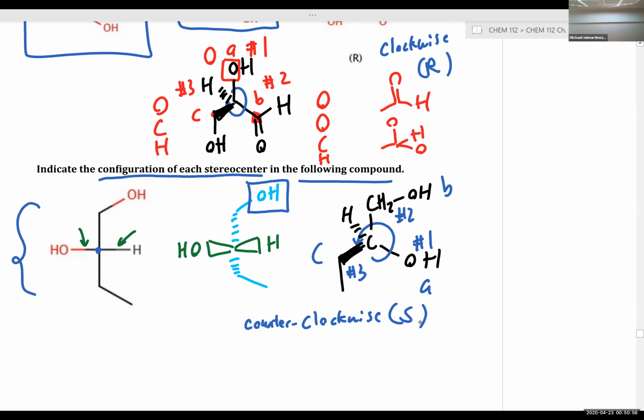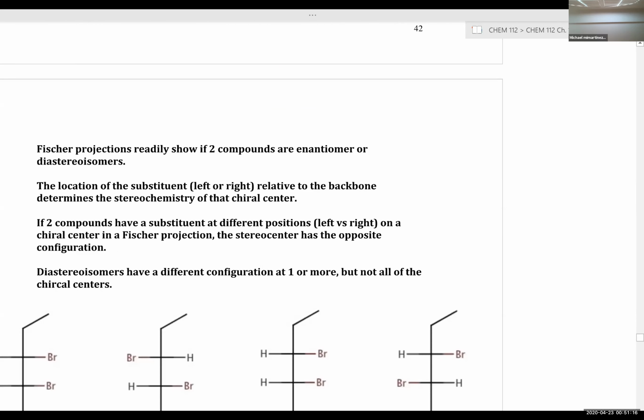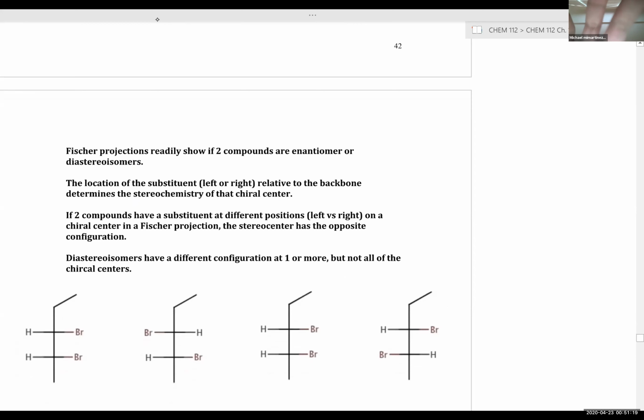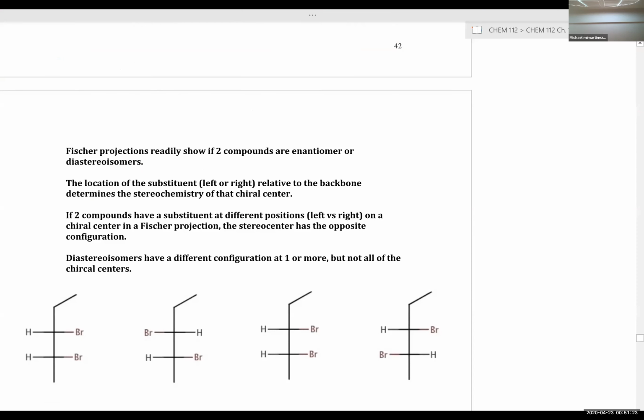Okay, let's just take a note that this OH was on the left-hand side. It's not always a general trend, but it can help us guide our first hunch guesses. Okay, that was really good. Everyone did quite a good job with this problem. So the beautiful thing about Fischer projections, and the reason why it's really nice for sugars, is Fischer projections readily show if two compounds are enantiomers or diastereoisomers.